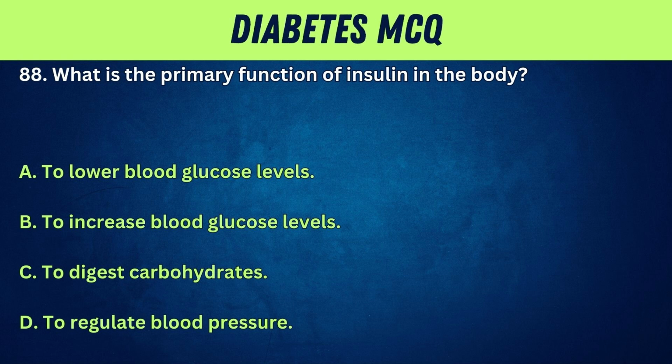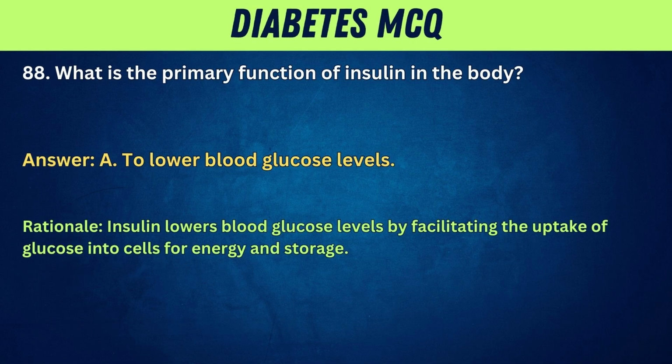88. What is the primary function of insulin in the body? A. To lower blood glucose levels. B. To increase blood glucose levels. C. To digest carbohydrates. D. To regulate blood pressure. Answer: A. To lower blood glucose levels. Rationale: insulin lowers blood glucose levels by facilitating the uptake of glucose into cells for energy and storage.